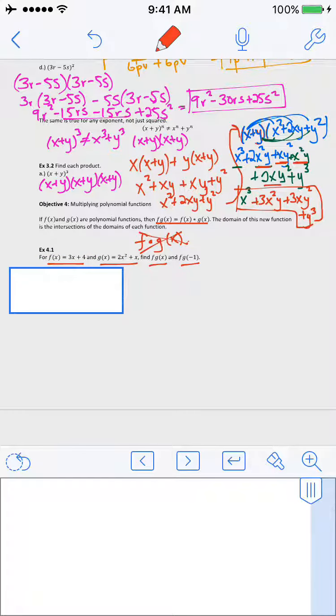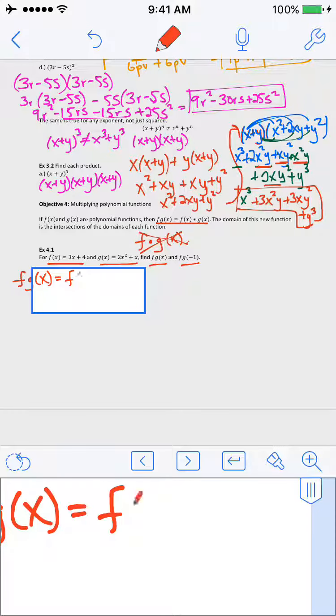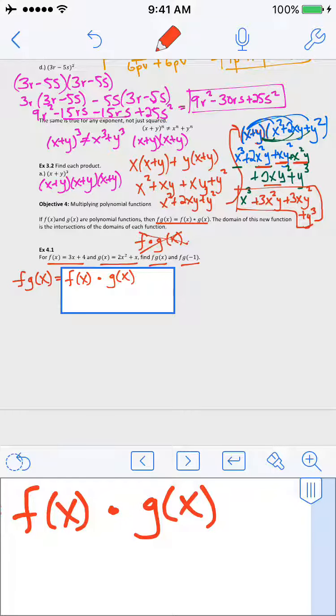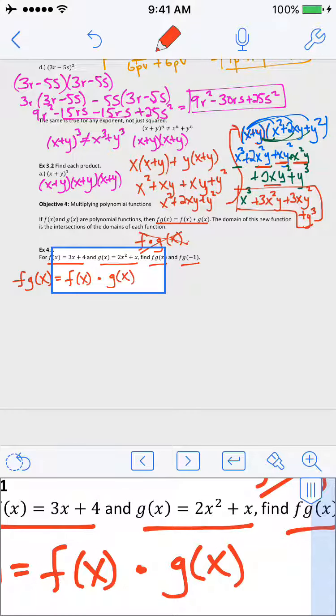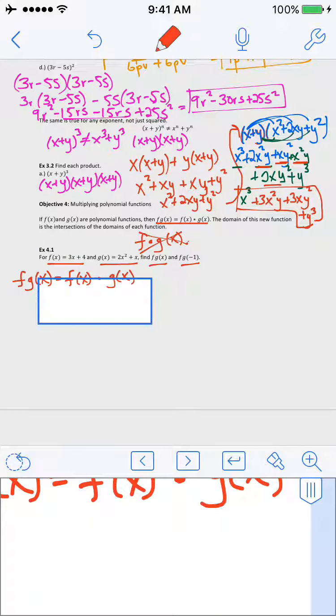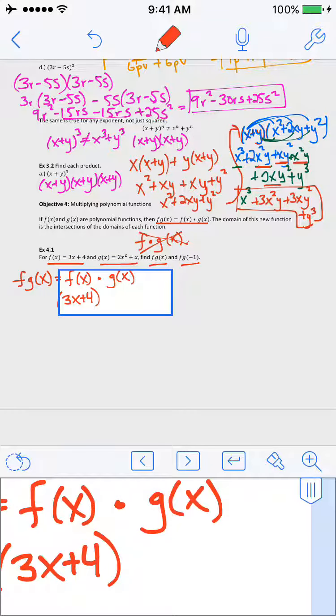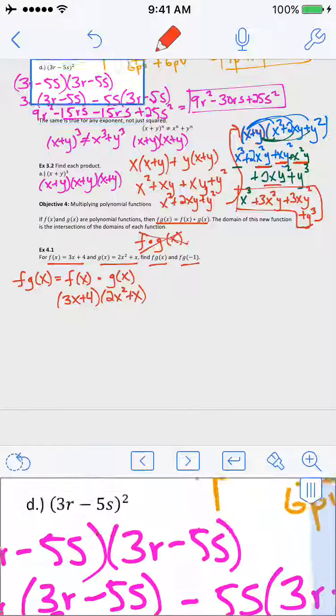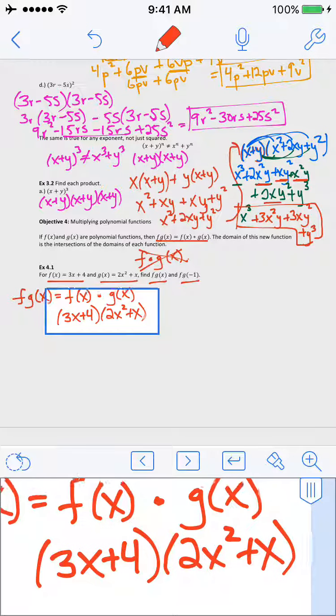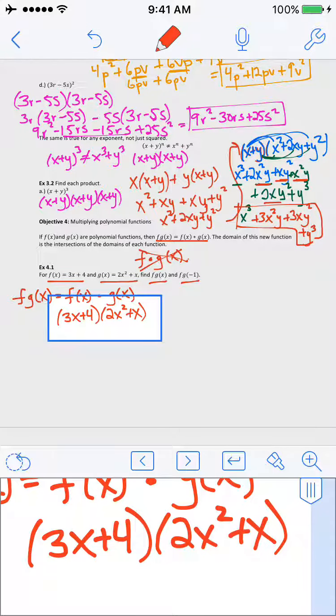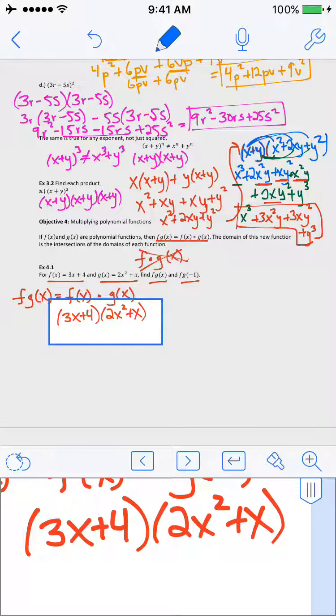Let's talk about it. So we've got fg of x. That's going to be the same thing as f of x times g of x. And in order to do that, we just plug in what we know about f of x and g of x. So I know f of x is 3x plus 4, and I know g of x is 2x squared plus x. And now it just looks like what we did up here. So we're going to just multiply from here on out. Once you've plugged in your functions, it is nothing new. It is just a polynomial multiplication now.